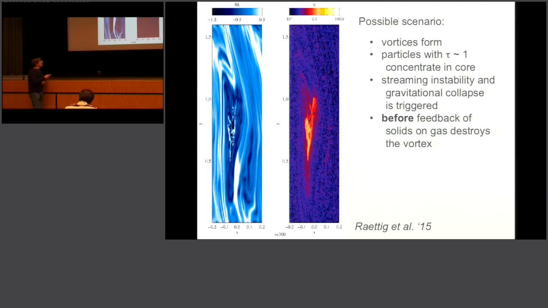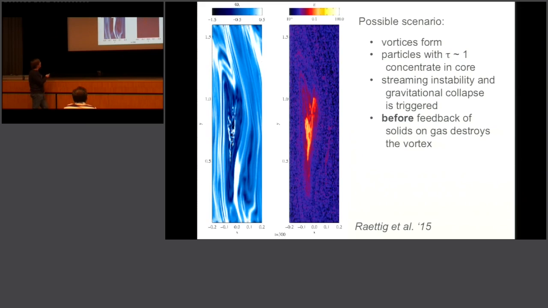So what you would need then is for these instabilities or collapse to be triggered before the feedback of the solids on the gas became strong enough to actually destroy the vortex. This is the kind of scenario that's proposed in this paper by Rittig et al. from this year. I think this is still just on astro-ph.